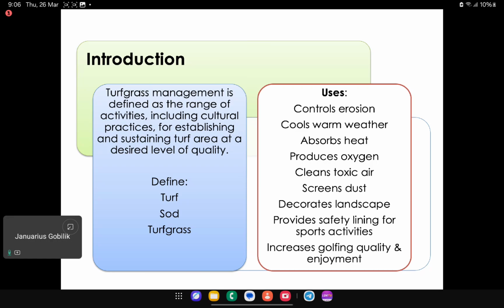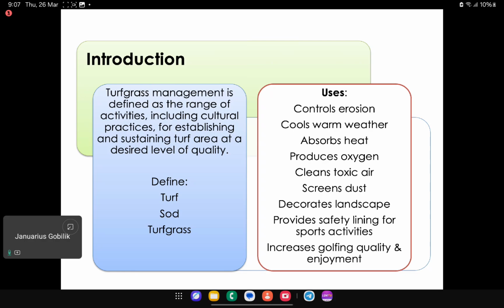And that's the reason that we need turf grass, because it's easy for us to maintain it even in a small area within the concrete platform in any city in our country. And of course, as I mentioned, it cleans the toxic area, produces oxygen, and screens the dust. Then it decorates the landscape and provides safety lining for sport activities. This one is directly understood by us. And of course, it will increase the golfing quality and also the golfing enjoyment. So those are the importance of maintaining the turf grass field in our environment.